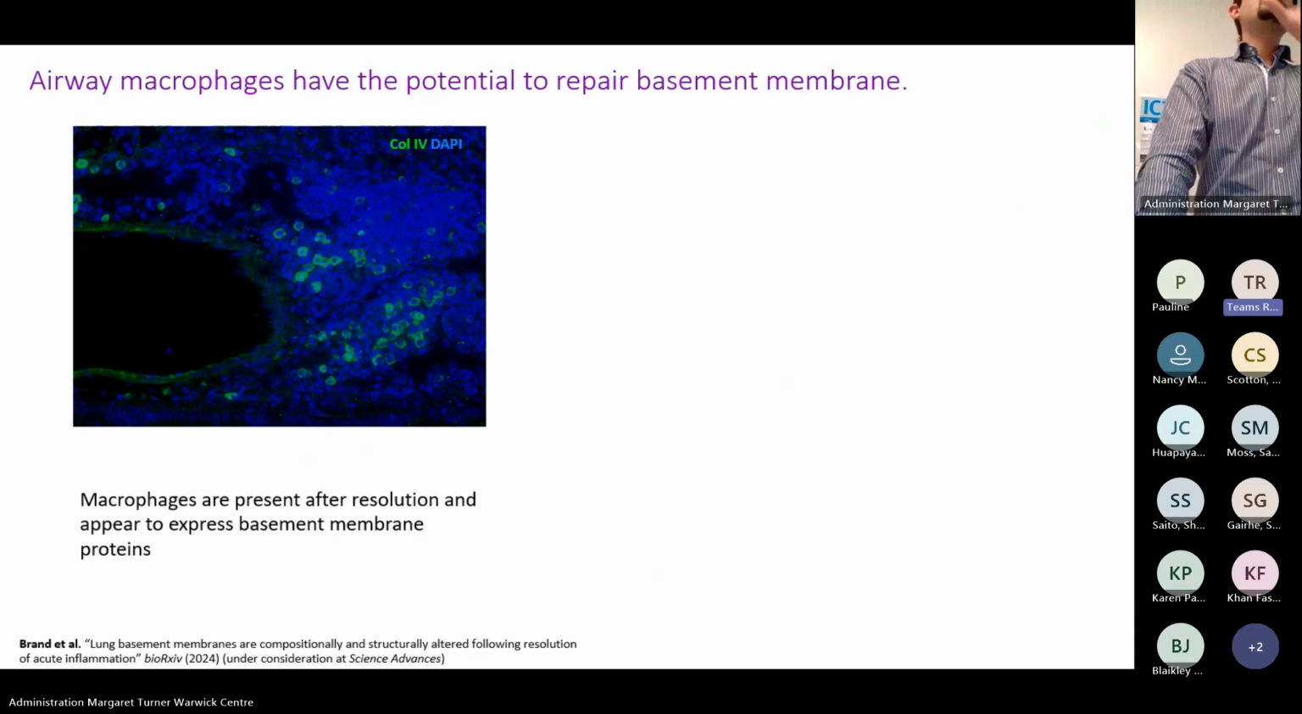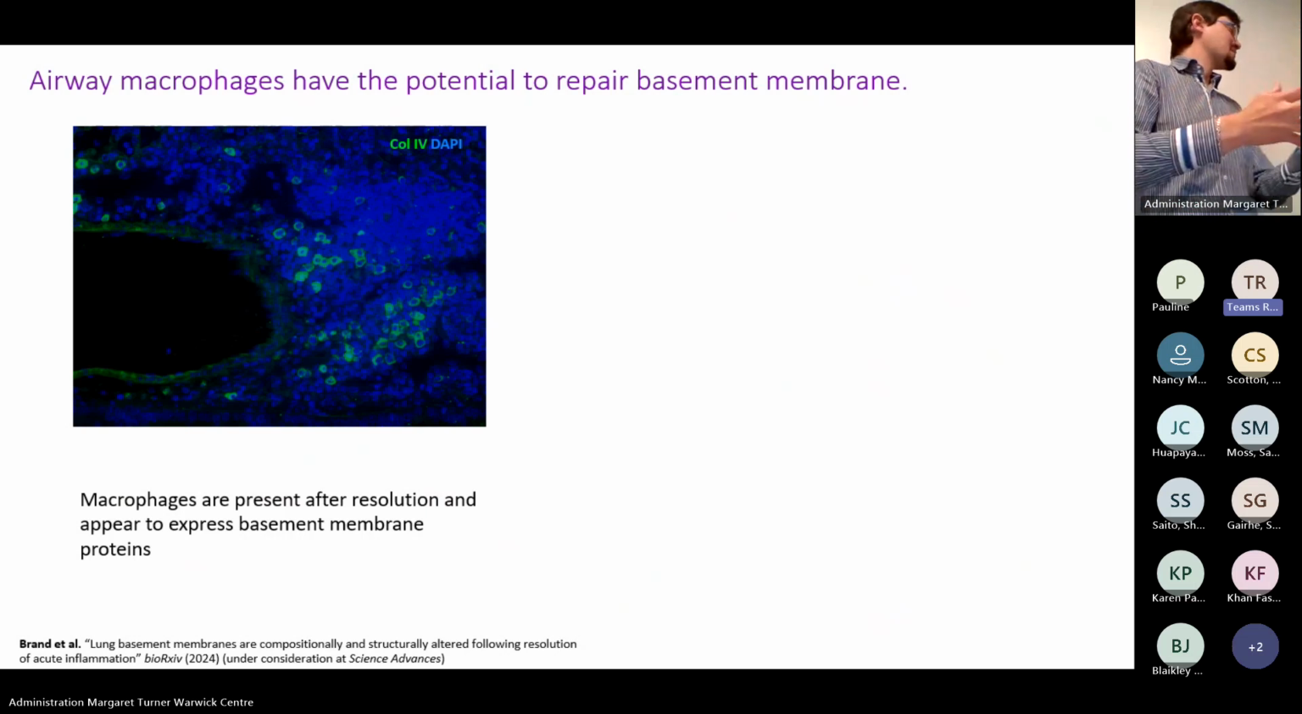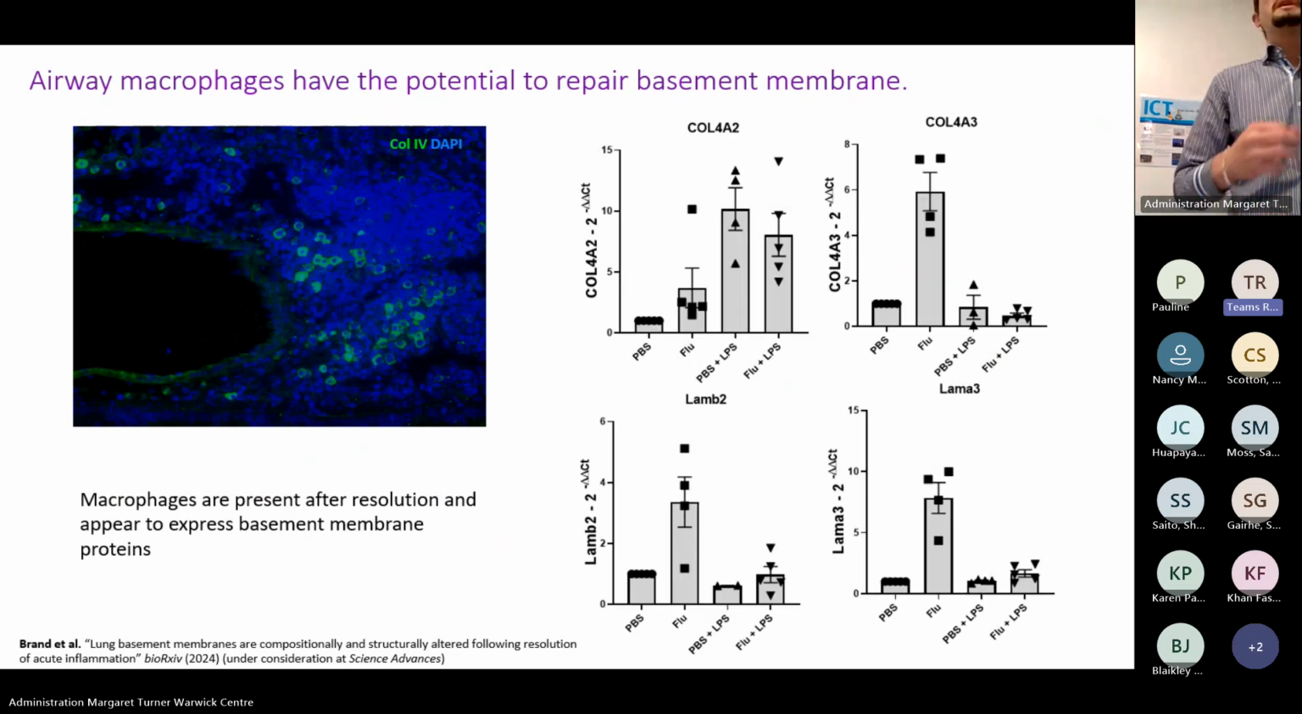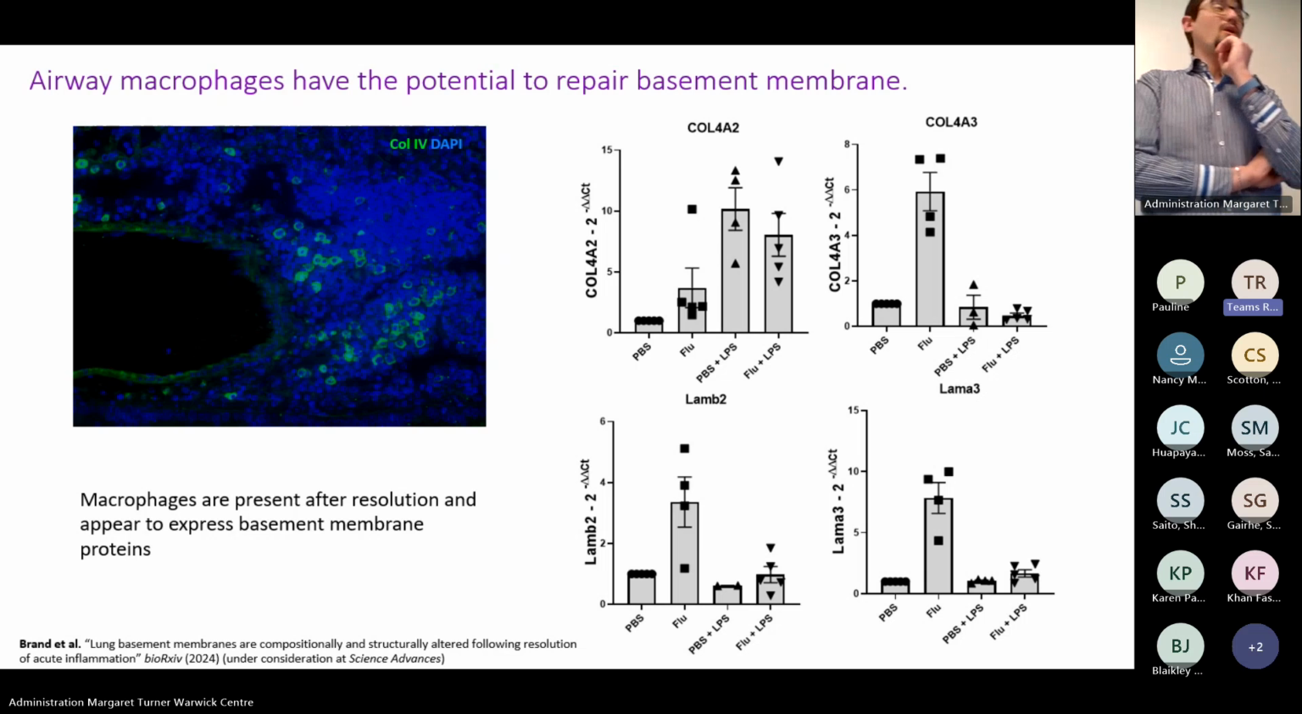Of course, we weren't that convinced by this picture over here because macrophages tend to eat things. They phagocytose cells that are sick. So is it that they're expressing collagen 4, or have they just eaten a cell that had collagen 4 being expressed? We weren't sure. So what we did was we isolated macrophages from our post-flu mouse lung, and we cultured them for a few days, and then we ran some qPCR, and we found that indeed they are inherently expressing collagen 4.